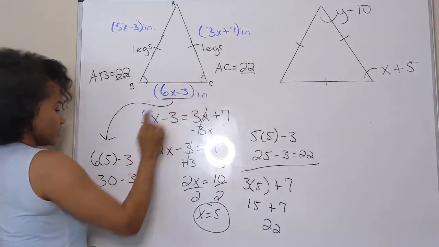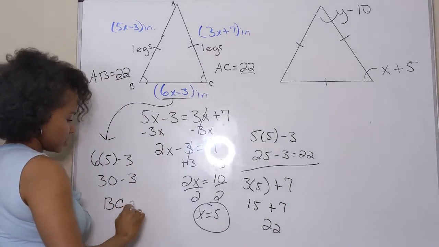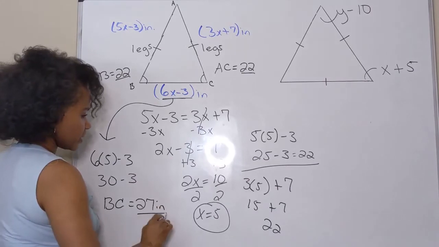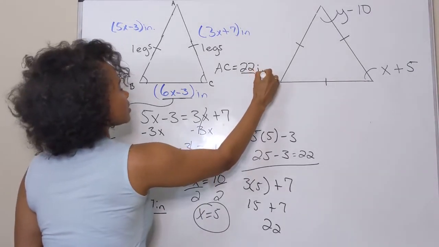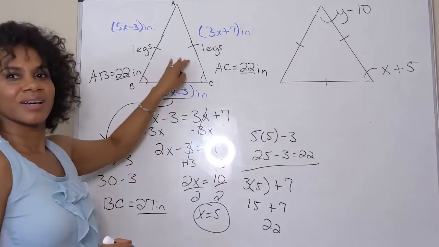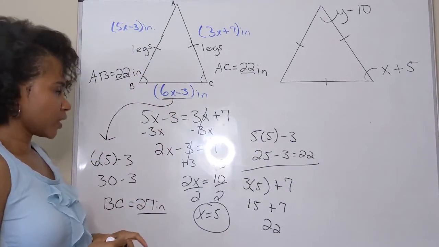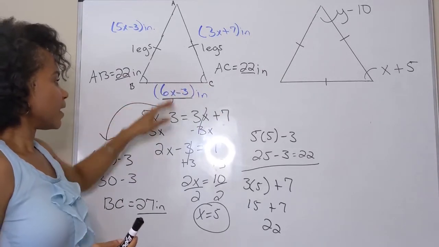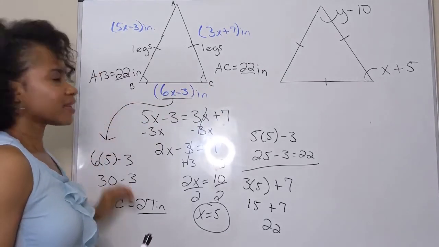So side BC is 27, and I should have been putting inches. This is in inches. All right, so we found the length of each side of this isosceles triangle. We were able to conclude that this is an isosceles triangle, and we've analyzed this triangle.